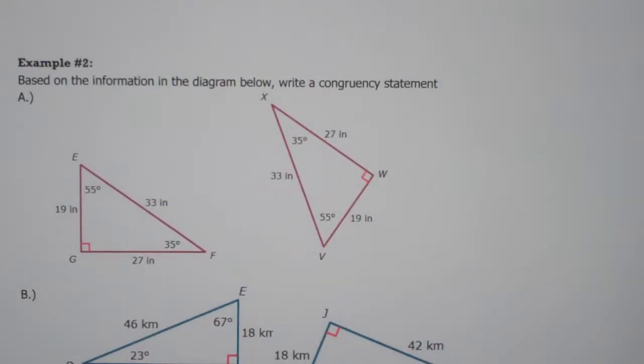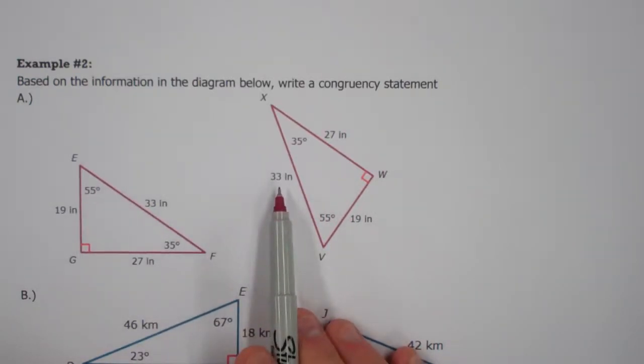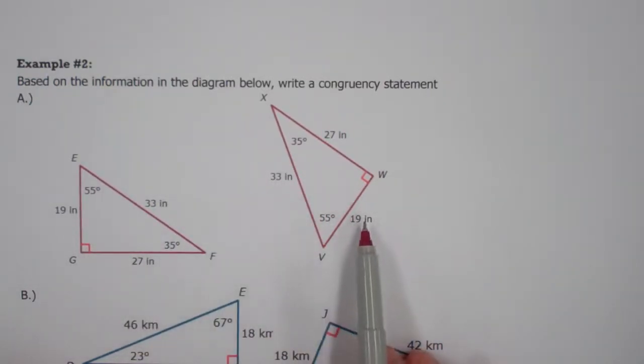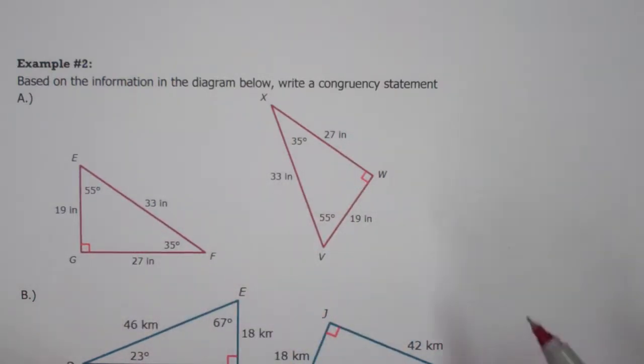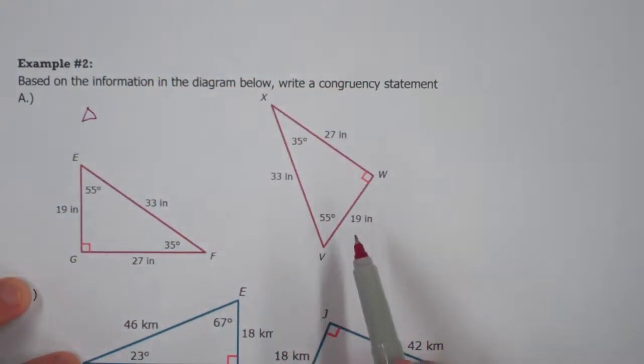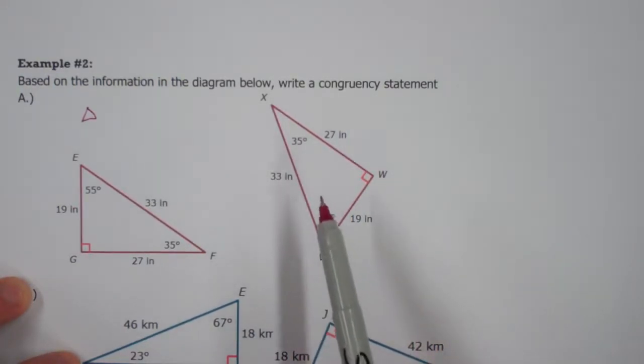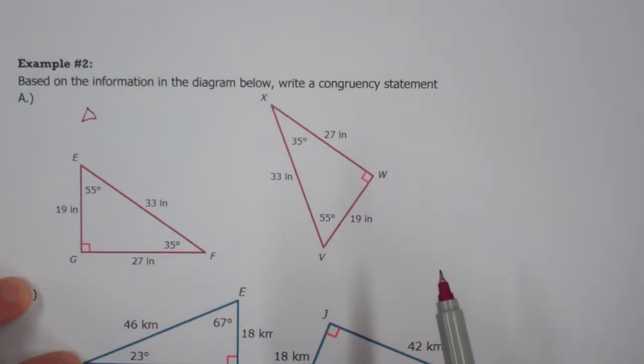In example 2, based on the information in the diagram below, we're going to write a congruency statement. If we look at the two triangles here in red, we can see that they look to be congruent. All of the sides have the same length and the measures of the angles are the same. We need to be very careful though when we're writing a congruency statement. We need to make sure that the corresponding vertices are in the same location when we write this, and I'll show you what I mean here in a few seconds.